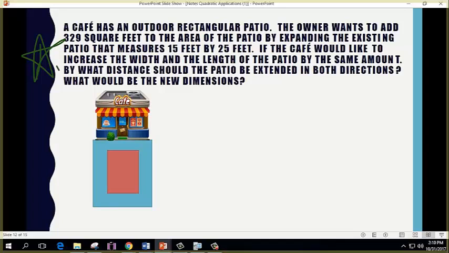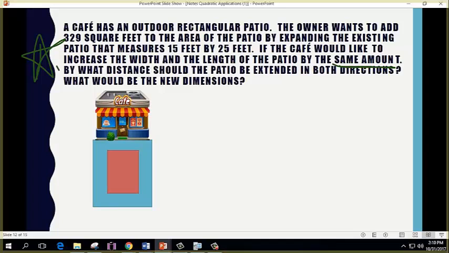So we have a cafe that has an outdoor rectangular patio. The owner wants to add 329 square feet to the area of the patio by expanding the existing patio that measures 15 feet by 25 feet. If the cafe would like to increase the width and the length of the patio by the same amount, that's key, by what distance should the patio be extended in both directions? What would be the new dimensions?